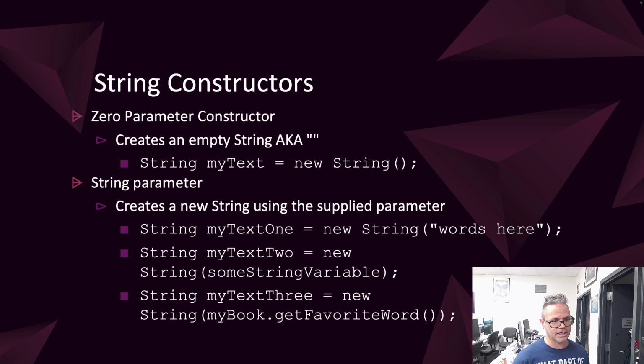Or String myText3, which is a new string, passing it myBook.getFavoriteWord(), which calls that method getFavoriteWord and stores the result inside myText3. So you have new copies of that same word in that different spot. That's how we can work with strings using constructors.